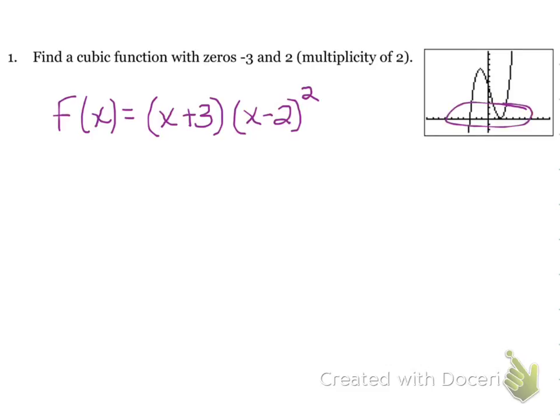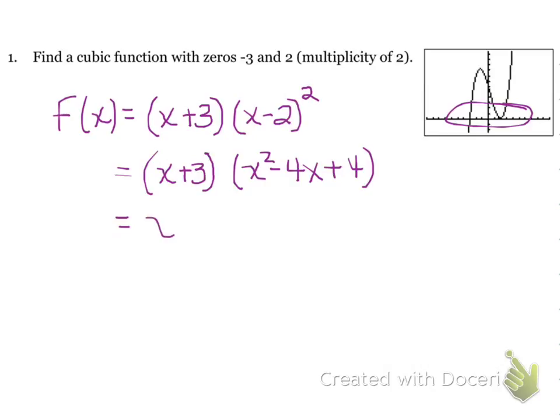If you look at the graph to the right, at positive 2, we show that multiplicity of 2 by hitting the x-axis and bouncing up. And then at negative 3, we go straight through. So the first thing I'm going to do is expand the x minus 2 squared, and I get x squared minus 4x plus 4. And now I'm going to distribute with the binomial and trinomial.